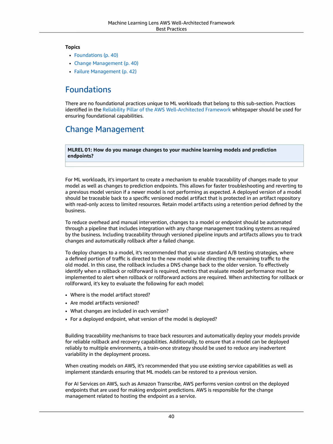Additionally, to ensure that a model can be deployed reliably to multiple environments, a train once strategy should be used to reduce any inadvertent variability in the deployment process. When creating models on AWS, it's recommended that you use existing service capabilities as well as implement standards ensuring that ML models can be restored to a previous version. For AI services on AWS, such as Amazon Transcribe, AWS performs version control on the deployed endpoints that are used for making endpoint predictions. AWS is responsible for the change management related to hosting the endpoint as a service.